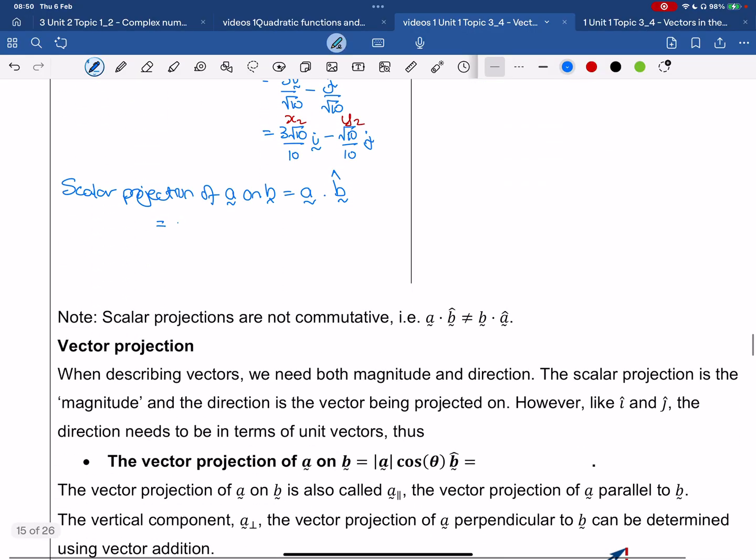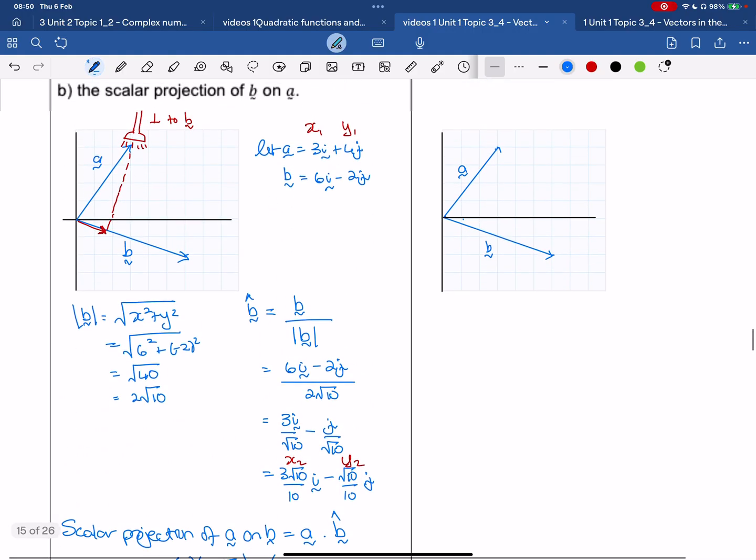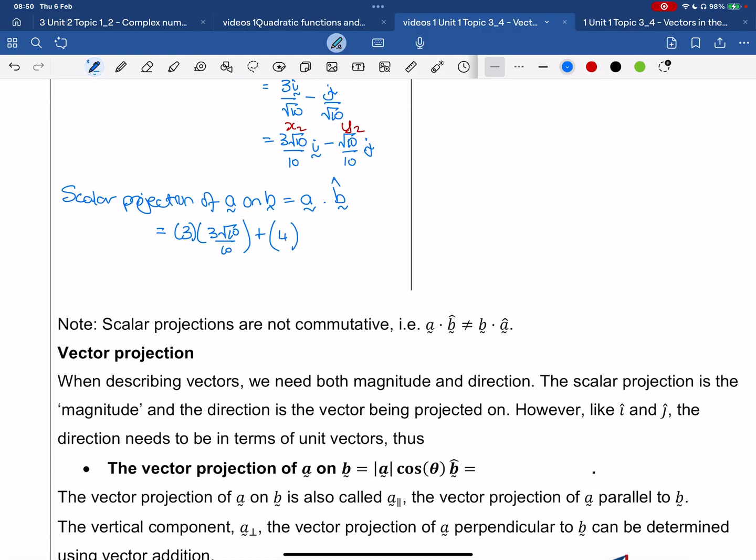So I've got 3 times 3 root 10 on 10 plus 4 times negative root 10 on 10, and that gives me 9 root 10 on 10 minus 4 root 10 on 10, which is 5 root 10 on 10, and that can simplify to root 10 on 2.